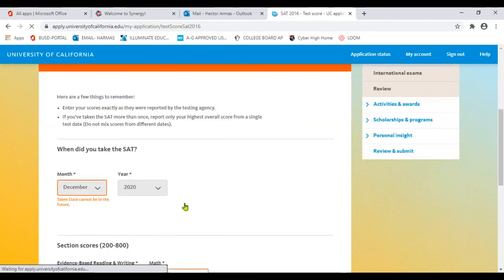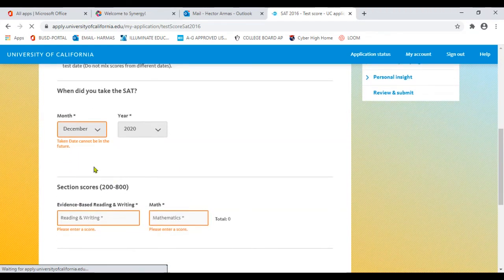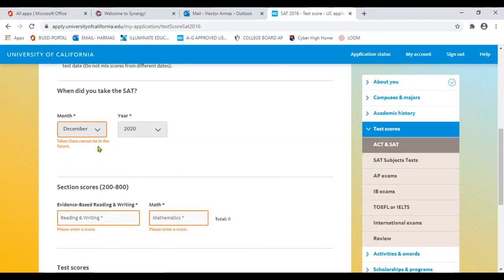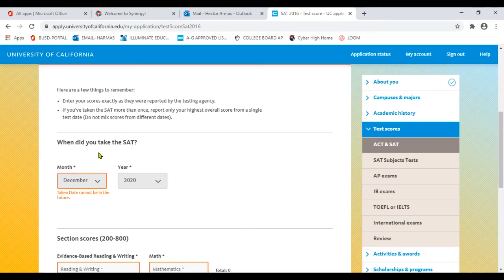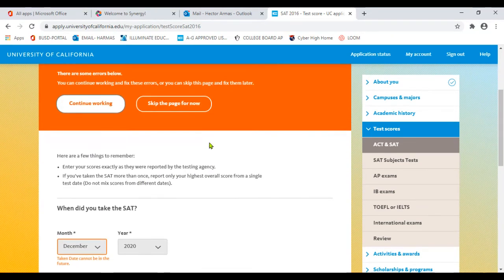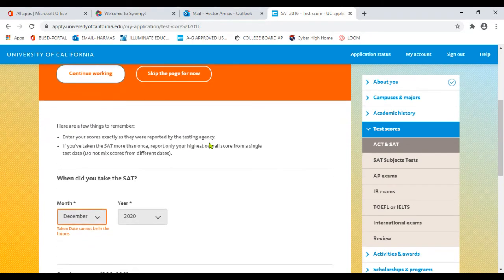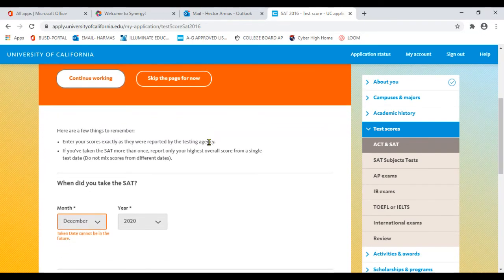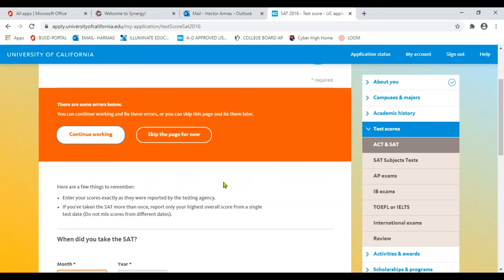Okay, so let's see, what is the error here? December, taken date cannot be in the future. Oh, when did you take the test? Okay, enter your scores after they were reported in the testing agency. Okay, so what's going on here? If you've taken the SAT more than once, okay, so let me go back.